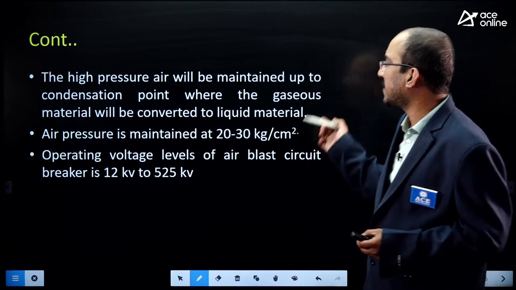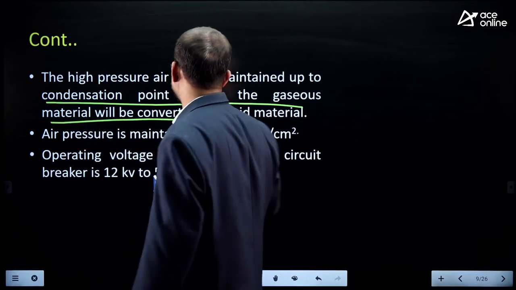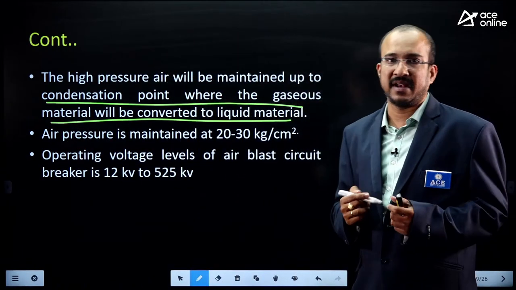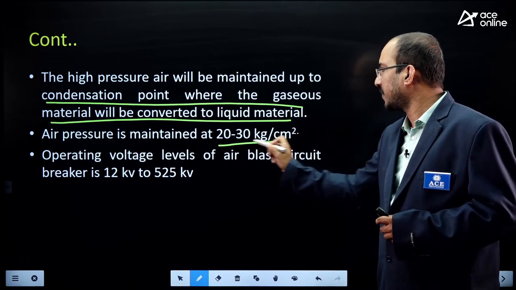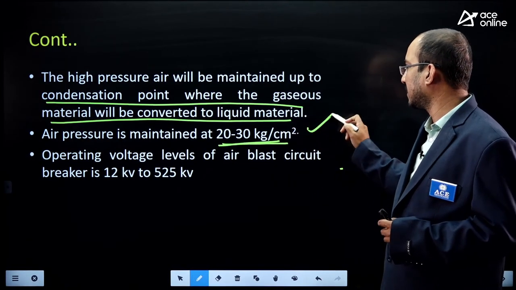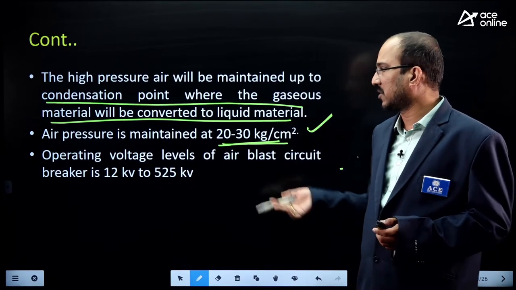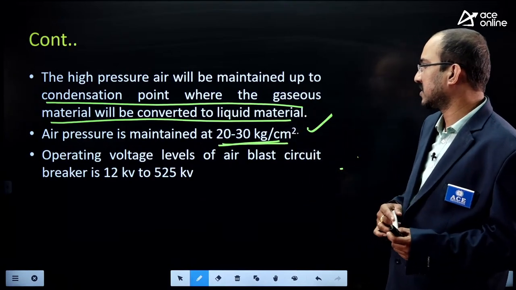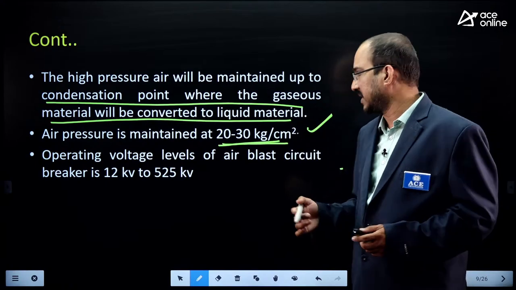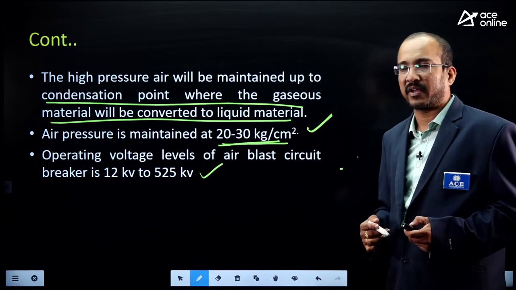And this high pressure air is maintained up to condensation point so that gaseous molecules will be converted into what? Liquid medium. At what pressure is it maintained, sir? Around 20 to 30 kilogram per centimeter square. This can be the question: what is the pressure that is being maintained? 20 to 30 kg per centimeter square. Up to what operating voltage levels can we use air blast circuit breaker? 12 kV to 525 kV.